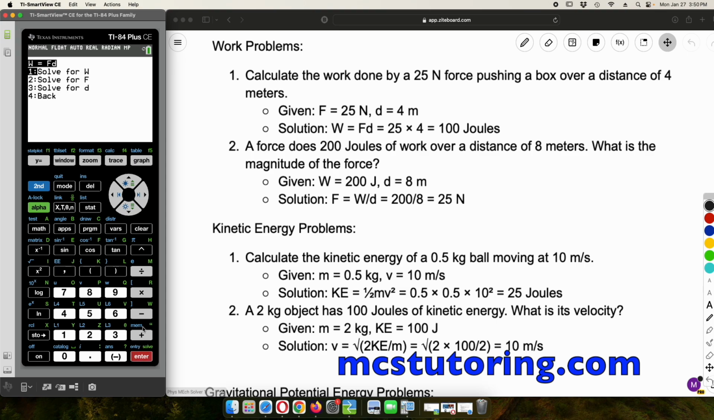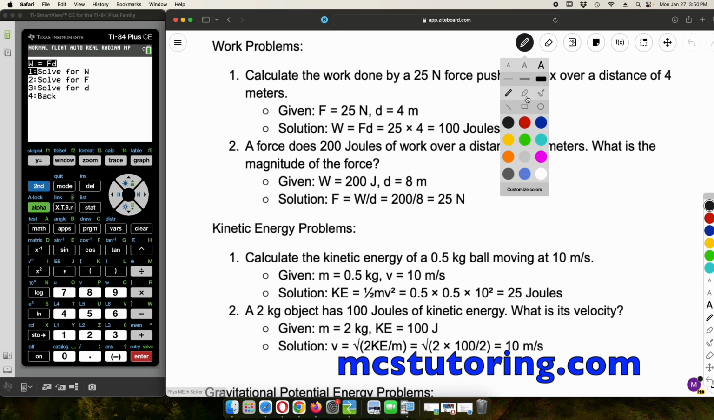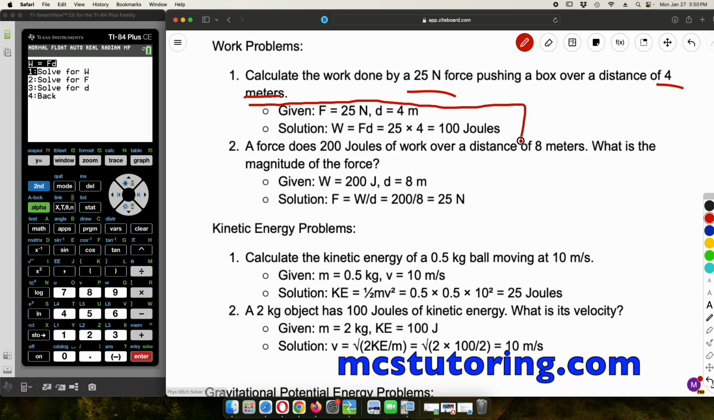So we're going to do work first. Notice we can solve for work, force, or distance, and it gives you the formula right here, which is really convenient for all the submenus. So: calculate the work done by a 25 Newton force pushing against a box over a distance of 4 meters. This isn't going to be given to you like what I'm going to box right here. Obviously, your teacher's not going to give you the solution. You're probably not given givens. But I think it is helpful to write down that the force is given and the distance is given.